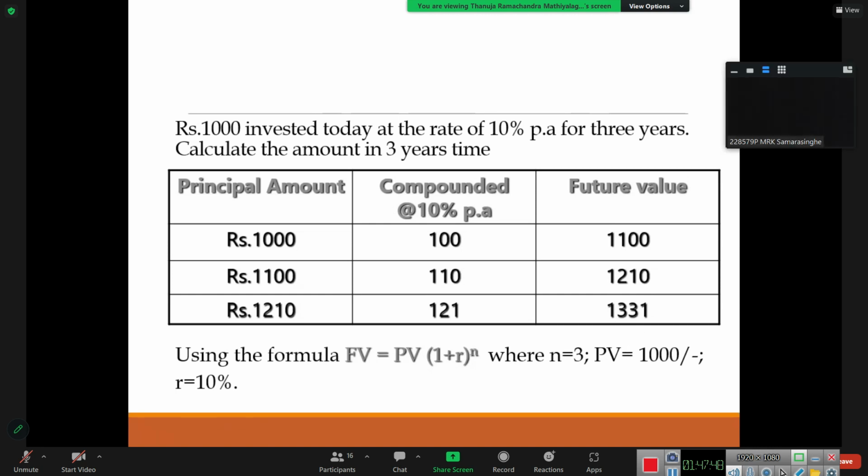Okay. Now this one is actually the total amount, including the principal amount. In that sum, we had to calculate only the interest. So I remove the principal amount. From this future value, I remove 1,000. So how much is the interest? 331 for 3 years, isn't it? Right. So that is the one I did there.